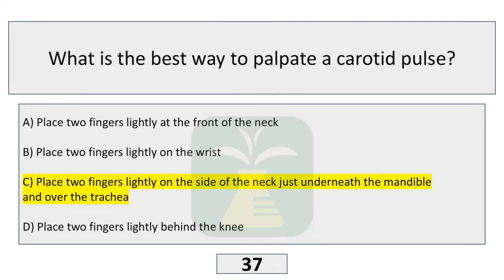Correct answer, C. Place 2 fingers lightly on the side of the neck just underneath the mandible and over the trachea. To palpate a carotid pulse, you should place 2 fingers lightly on the side of the neck just underneath the mandible and over the trachea. This is where the carotid artery is located. Pressing too hard can impede blood from flowing, making it hard to palpate the carotid pulse.